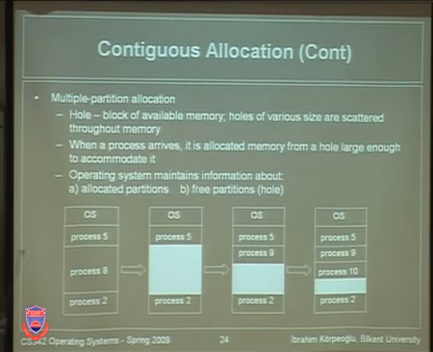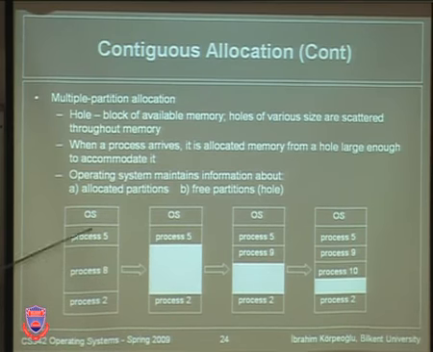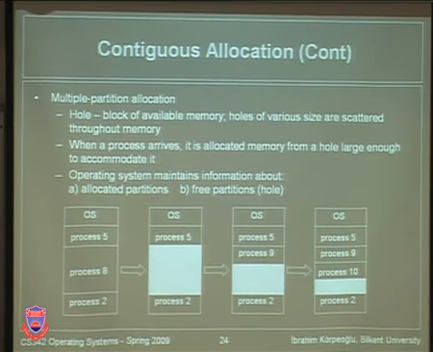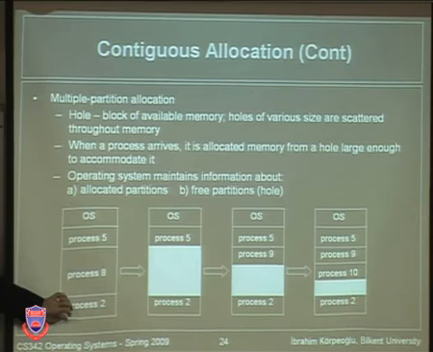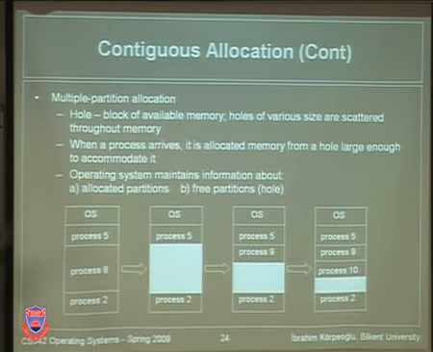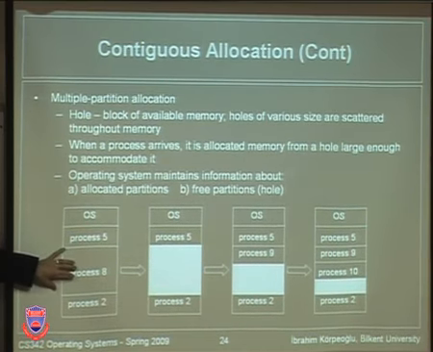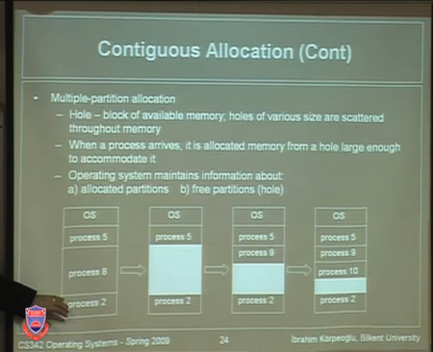So the contiguous allocation will look like this. The memory will hold some number of processes. Assume this process requires that much of memory, that process requires that much of memory, and so on. So here at this time, for example, we have the OS and 3 processes sitting in the memory. And each process is allocated contiguous space, right?